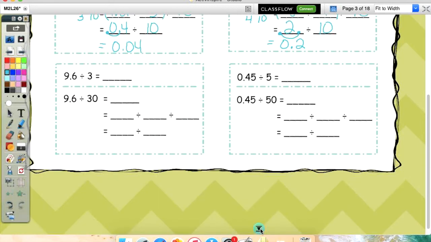Because you had 10. Okay, so now I'm going to do 9.6 divided by 3. Okay, I can do this in my head, or I could do this, if that was easier.